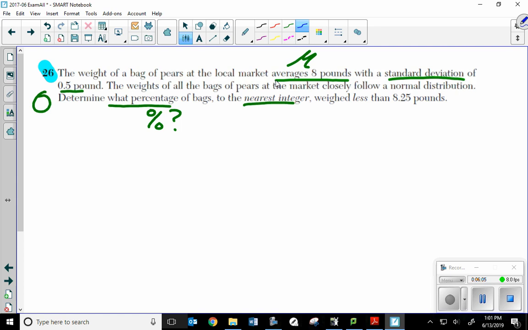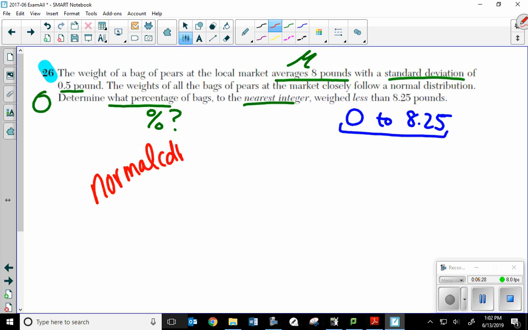If something weighs less than 8.25 pounds, that means it can weigh anything in between 0 to 8.25 pounds, okay? If it weighs more than 8.25 pounds, it would not be in this interval right here. This tells me in the calculator, I'm going to use normal CDF. I love that because in order to use normal CDF, that will give me the percentage I want. I need a low end to my interval.